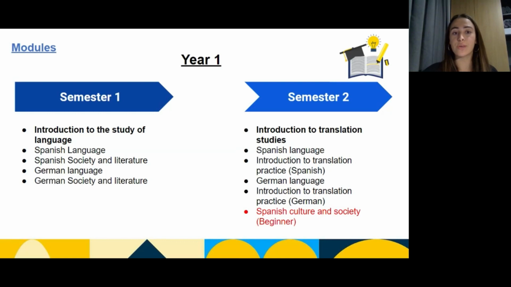In semester 2, you have the core module, which is Introduction to Translation Studies, and then you keep on with the language. For example, Spanish language and Introduction to Translation Practice in the given language, in Spanish. Then I had German language and Introduction to Translation Practice in German. However, those who choose to have a language at beginner level, for example Spanish beginner, have Spanish culture and society, and wouldn't have the module Introduction to Translation Practice.